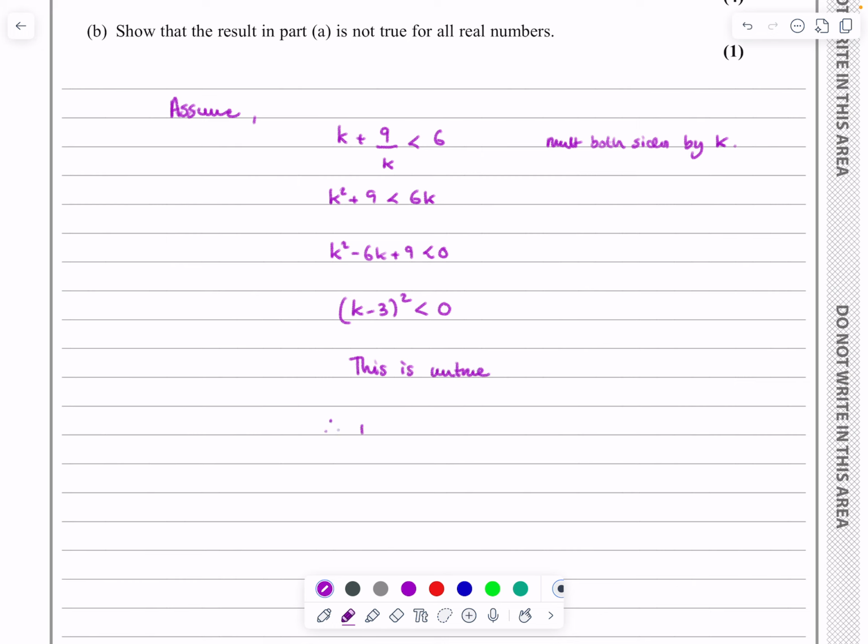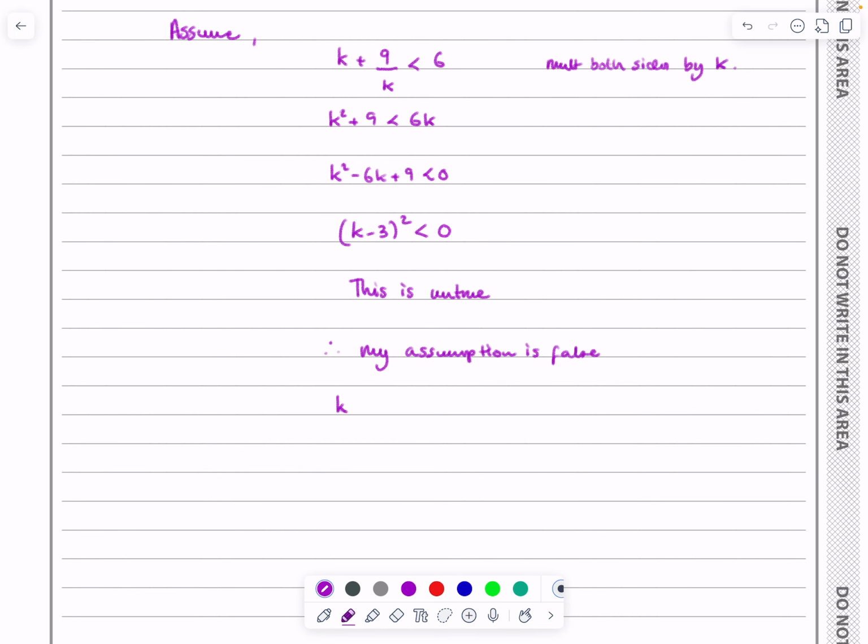Therefore, my assumption is wrong. My assumption is false. I always say my assumption is false. And if my assumption's false, that k plus 9 over k is less than 6, then k plus 9 over k must be greater than or equal to 6. Those 3 dots mean therefore. Done. So we followed the standard protocol for a proof by contradiction.